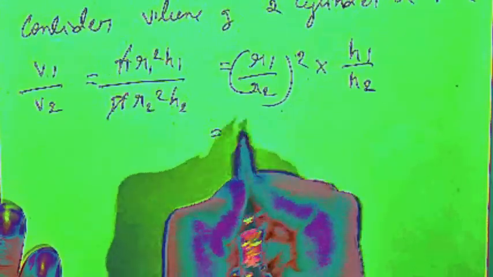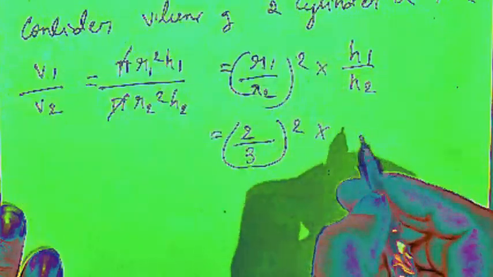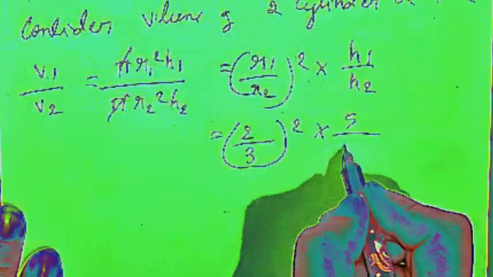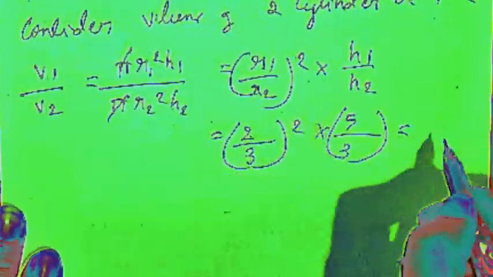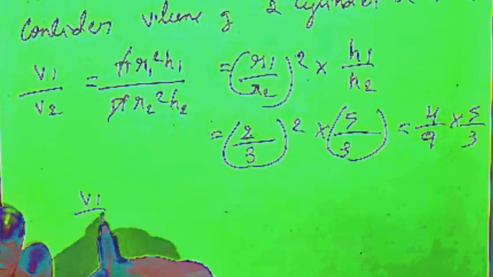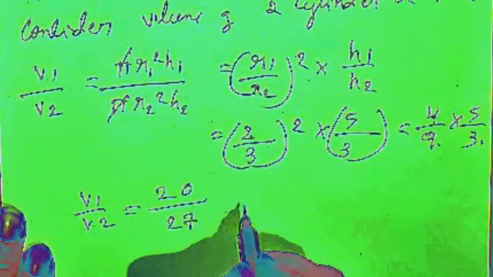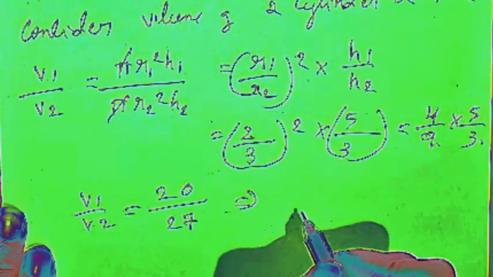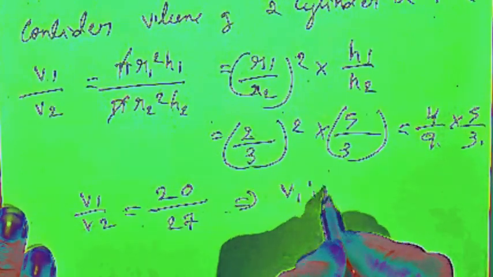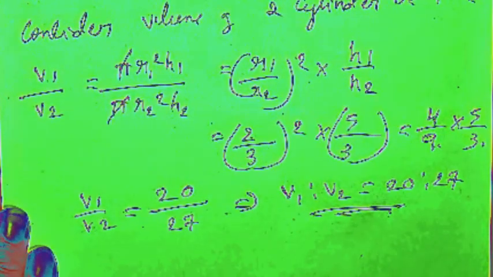We know R1 is 2 and R2 is 3, whole square, into the heights H1 is 5 and H2 is 3, so 5 by 3. 2 square means 4, 3 square 9, into 5 by 3. Then V1 by V2 equal to 4 times 5 is 20 divided by 9 times 3 is 27. So the ratio of the volumes of the cylinders is V1 is to V2 equal to 20 is to 27.